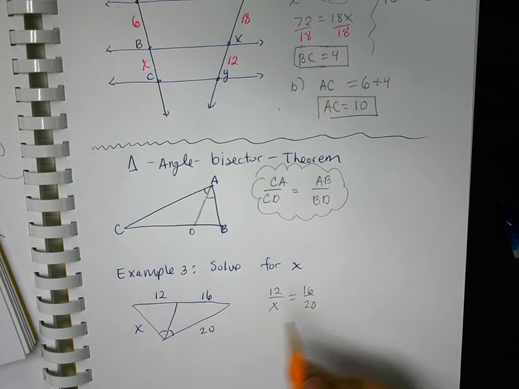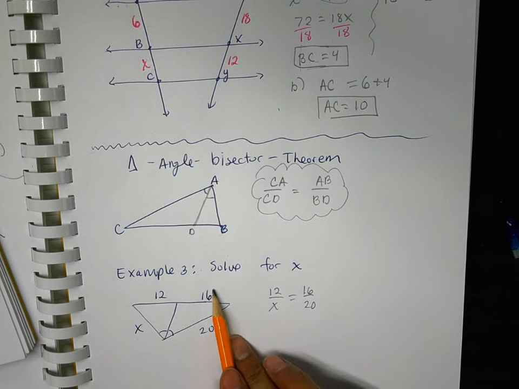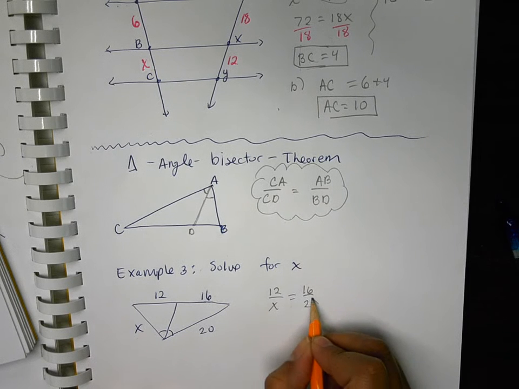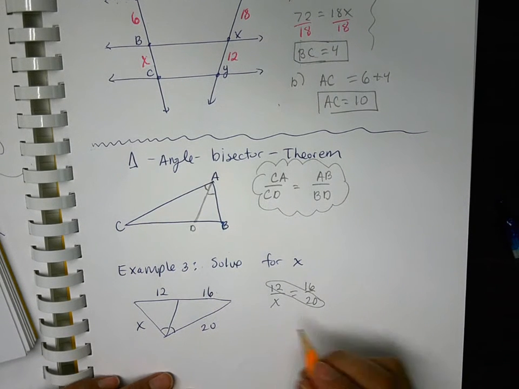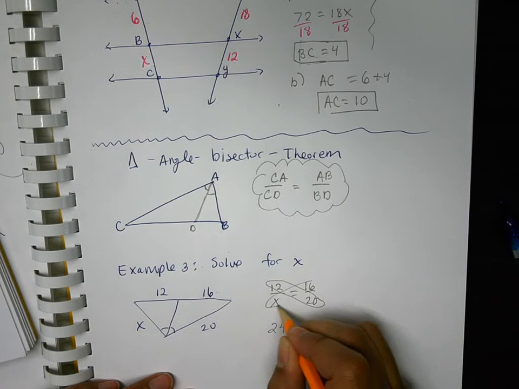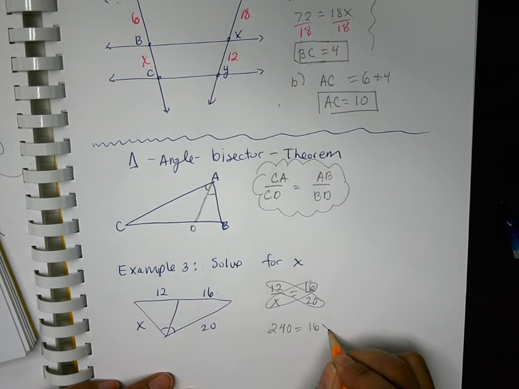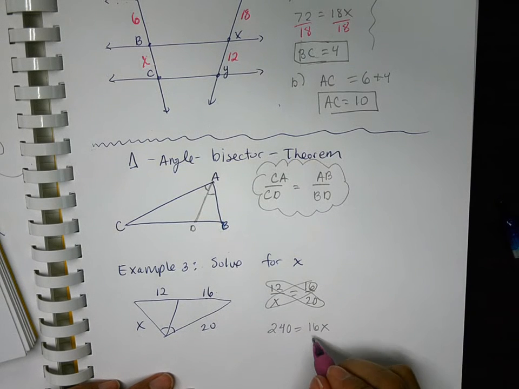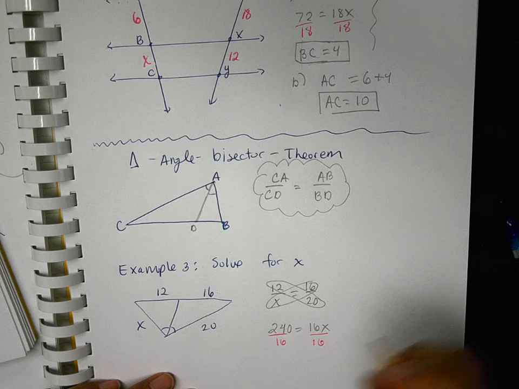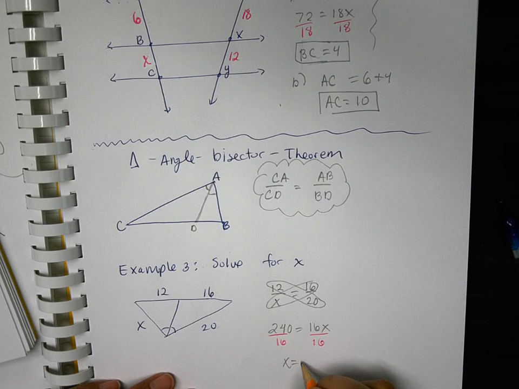16. If I do 12x and I have to do 16 times 20. Yes? All right. What does that give me? 12 times 20 is what? 240 equals x times 16 is 16x. And then divide by 16, and what does x equal? 15. X equals 15.